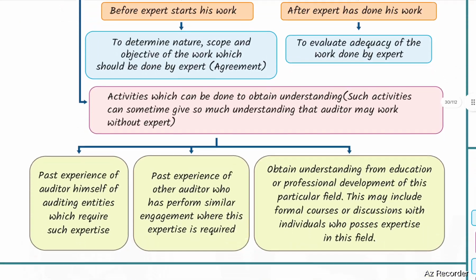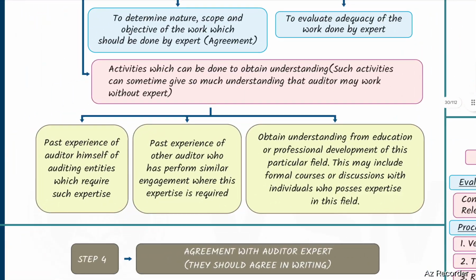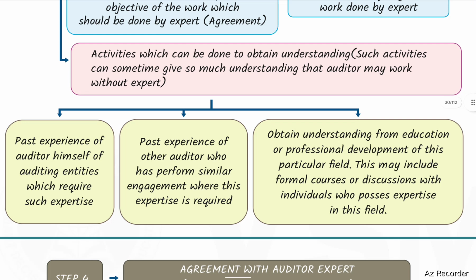Activities which can be done to obtain understanding. Such activities can sometimes give so much understanding that the auditor may work without an expert. First, past experience of the auditor himself of auditing entities which require such expertise. Second, past experience of another auditor who has performed a similar engagement where this expertise is required. Third, obtain understanding from education or professional development in this particular field. This may include formal courses or discussions with individuals who possess expertise in this field.